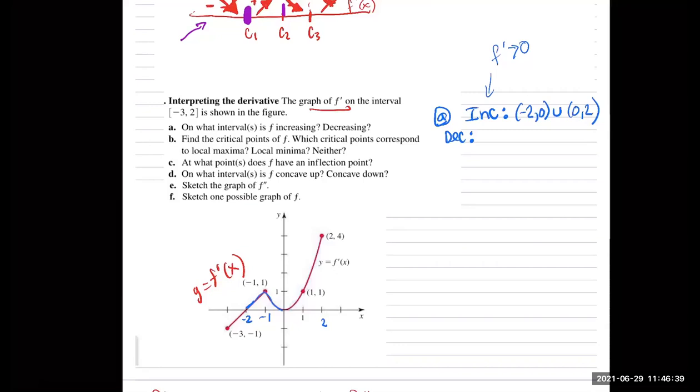What about everyone else? What do you think? Where is this function decreasing? And by this function, I mean the original function. Yeah, that's where it's below the x-axis. Very good. Between -3 and -2.